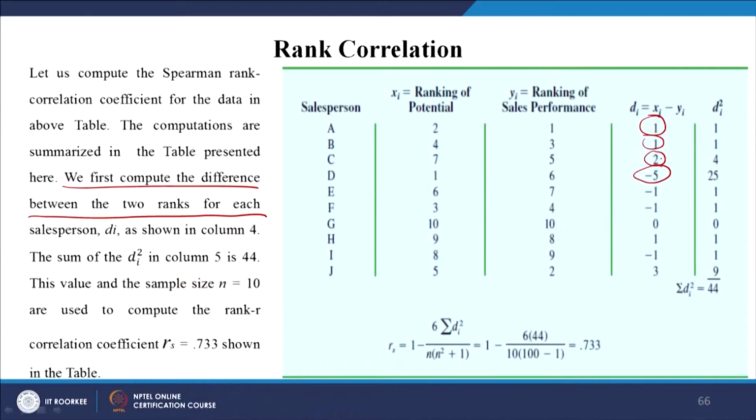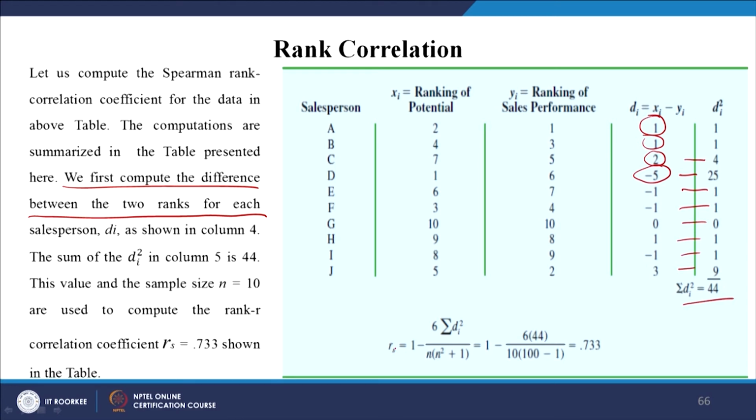Now we take the d_i square. So this is 1, 1, 4, this is 25, this is 1, 1, 0, 1, 1, 9, and the summation of d_i square is 44.